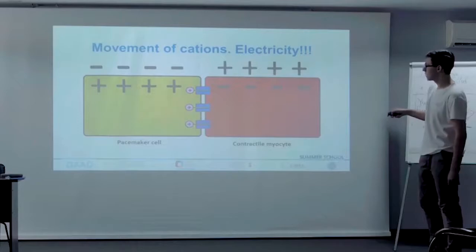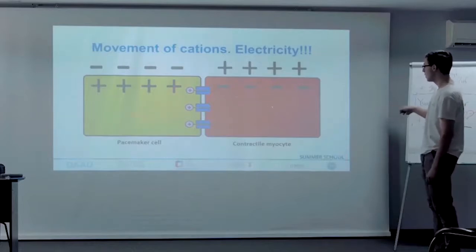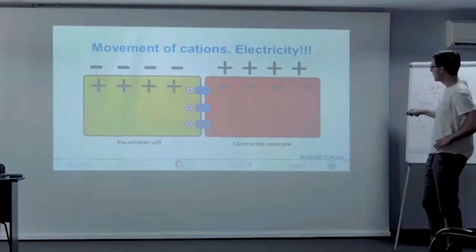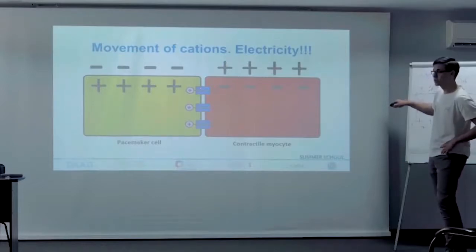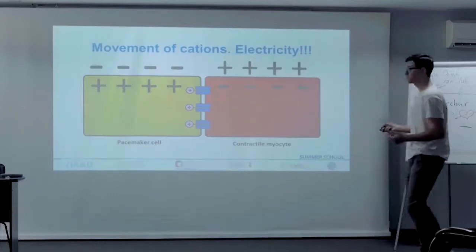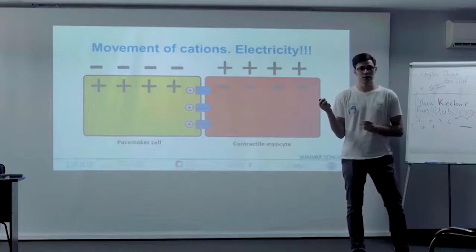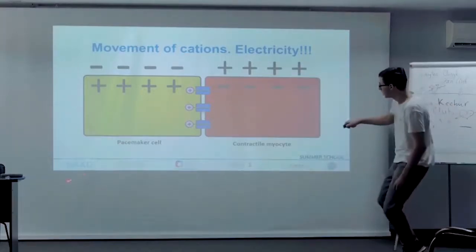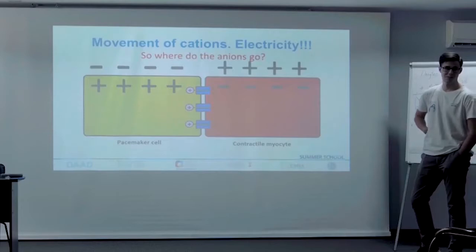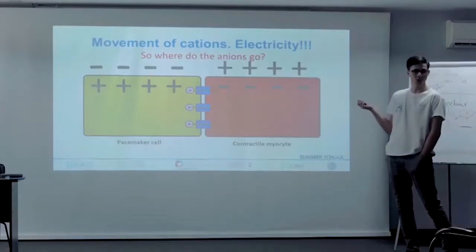So we have depolarization, this change of charges, and after that these cations start to flow from the pacemaker cell to the contractile myocyte, and it will make this initiation. The contractile myocyte receives these cations, so the inner charge gets more positive. The membrane potential, this graph, will go upwards. So where do the anions go? This is a logical thing. In the opposite direction, because anions are negatively charged, so they go to the positive charge. It's pretty simple.